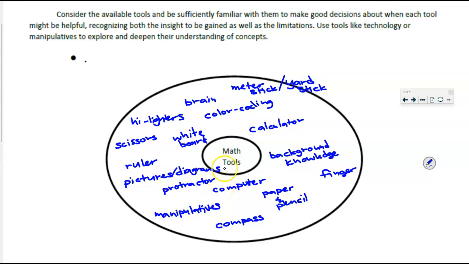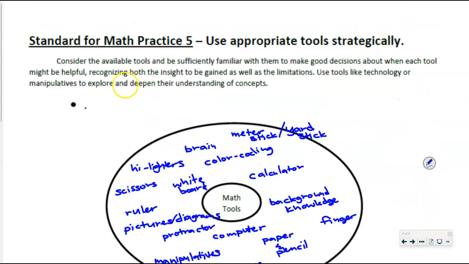So we get the idea about all these different types of tools that could be helpful for us. We have now considered the available tools. We need to make sure that we're also sufficiently familiar with them so that we can make good decisions about when each tool might be helpful, recognizing both the insight to be gained as well as the limitations. Use tools like technology or manipulatives to explore and deepen the understanding of concepts. So, what can we say about Math Practice 5? It really is all about using tools to make sense of math.